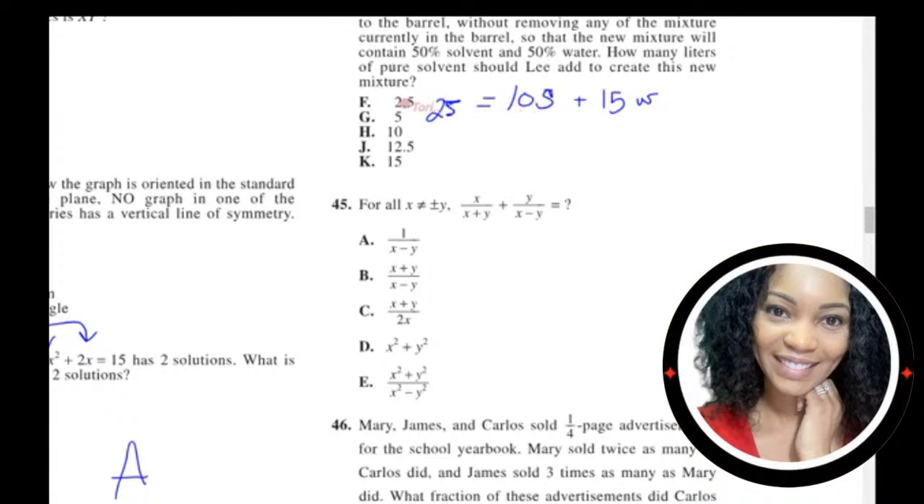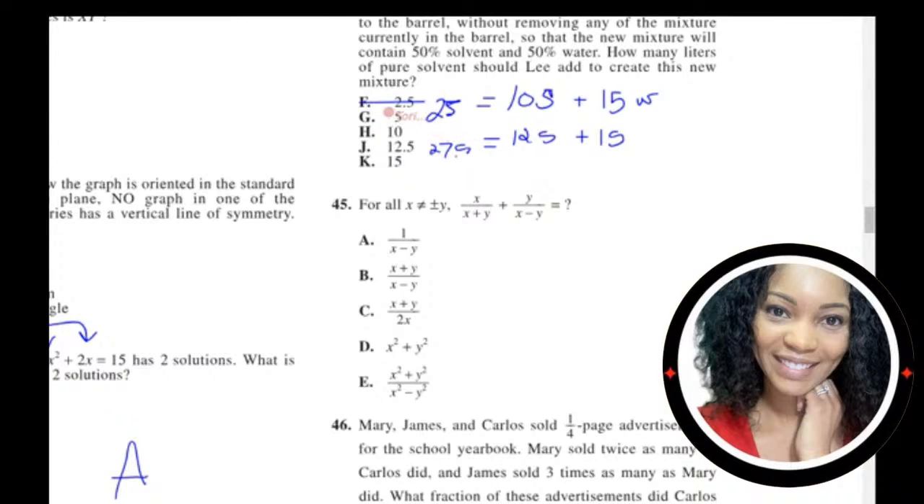Okay, so if we add 2.5 liters of solvent, then we'll end up with 12.5 in solvent, and still just 15 in water, right? And then the total comes up 2.5 more. Either way it goes, I don't really have to calculate the total. I know it's going to be 27.5, but either way, this is not 50-50. So it's not F.